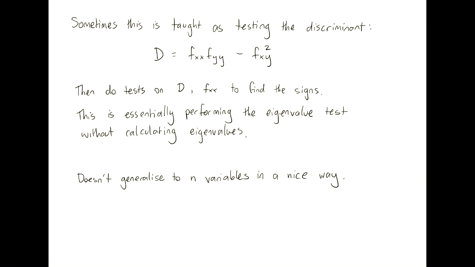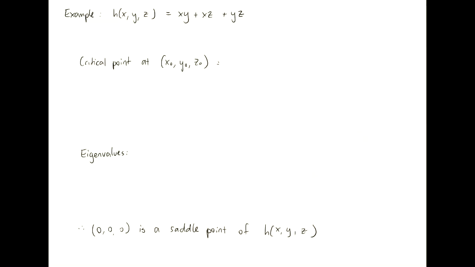I'm not going to show this. You might want to. But the problem with this is it does not generalize to n variables in a particularly nice way. So if I have something which has n variables, something like h of x, y, z is equal to xy plus xz plus yz, I can find the critical points easily enough. The gradient is y plus z, x plus z, x plus y, which has a single critical point at 0, 0, 0. Nice and easy to calculate. Linear system, full rank, easy to solve.